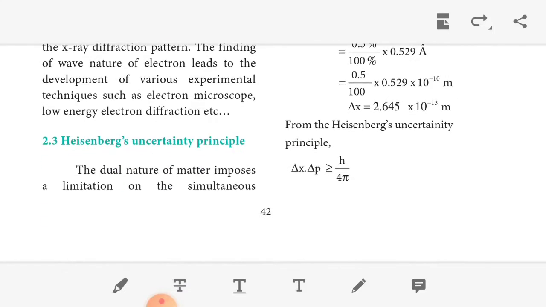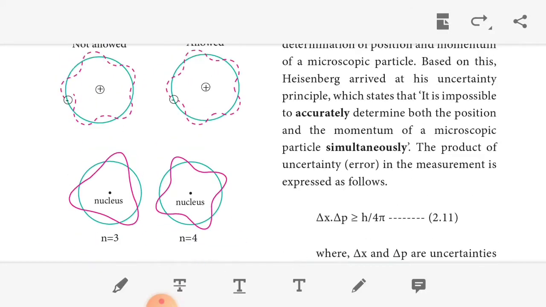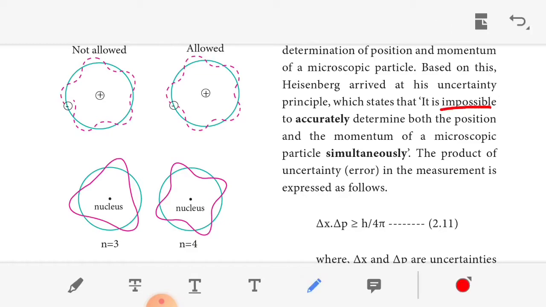The next important 3-mark question is the Heisenberg uncertainty principle. It states that it is impossible to accurately determine or measure both the position and momentum of microscopic particles simultaneously. It is called the uncertainty principle. So it is impossible to accurately determine both the position and momentum of microscopic particles simultaneously.